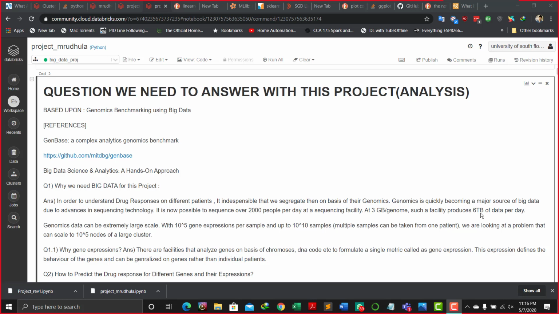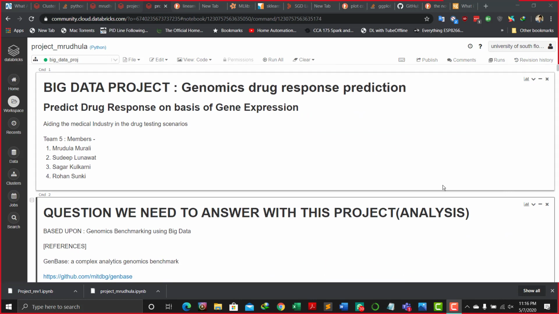The topic of the project is genomics drug response prediction. What we're trying to do in this project is predict the drug response on the basis of gene expression. When we were choosing this project, we wanted to choose a field that required big data for its very existence. On a bit of research, we got to know that genomics is that up and coming biotechnology field which requires big data.